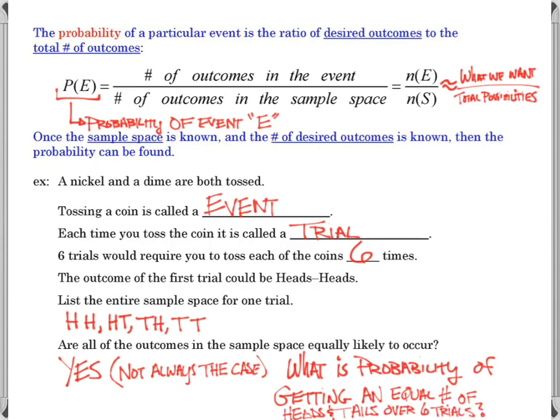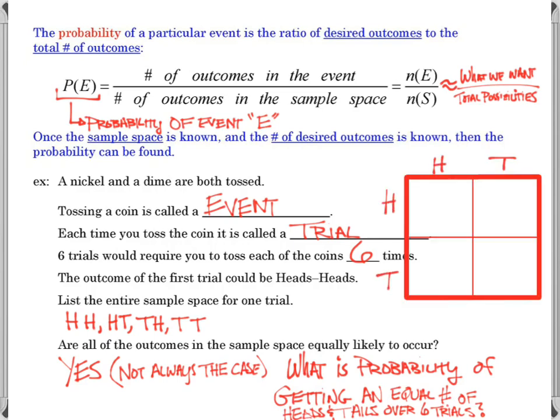What's the probability of getting an equal number of heads and tails over 6 trials? Well, there's my heads and my tails, right? I could break this out this way. And I can see each of those is 1/4 of the area, so it's a 1 in 4 chance of getting heads and heads. And those are the same number of heads and tails. So a 50% chance for one trial. Does that mean I have a 50% chance for six?